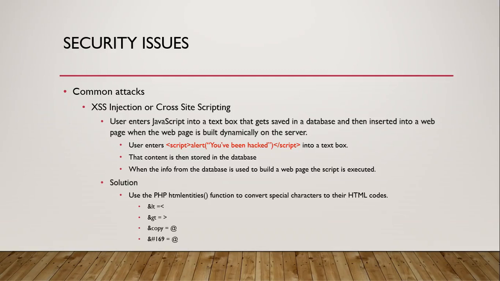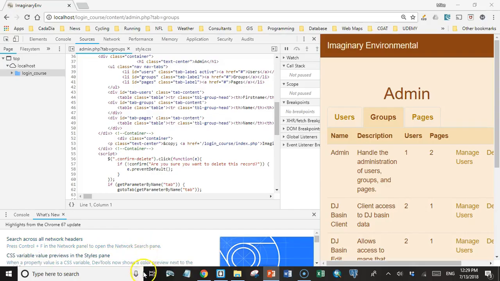There might be some web browsers that don't recognize all of them, and there's not necessarily one for every single character in the character set, but they can be really handy. But anyhow, the PHP HTML entities function will do that, and so you want to do that after you retrieve the data from the database and before you insert it into the web page.